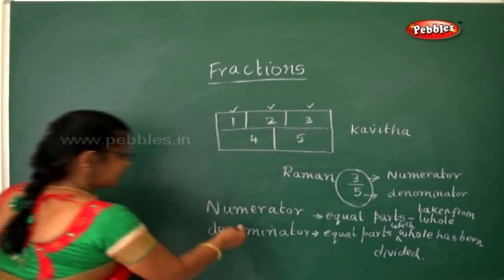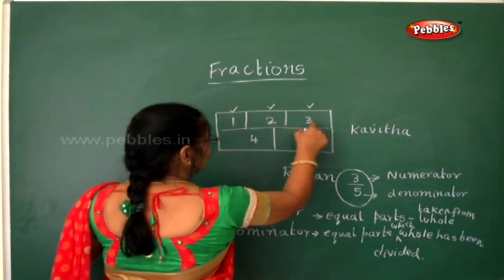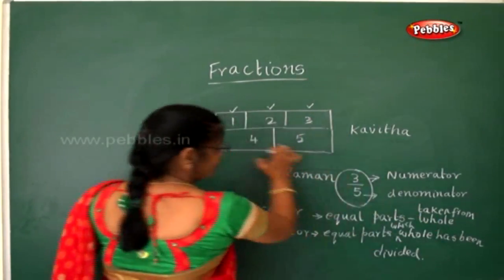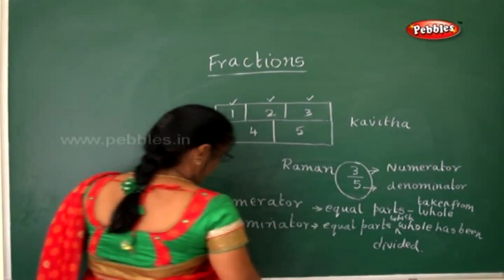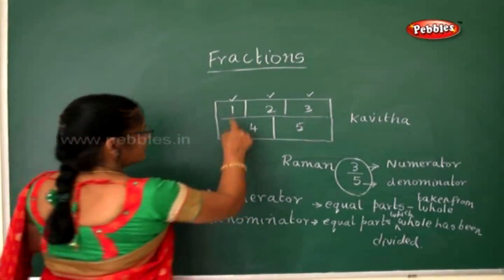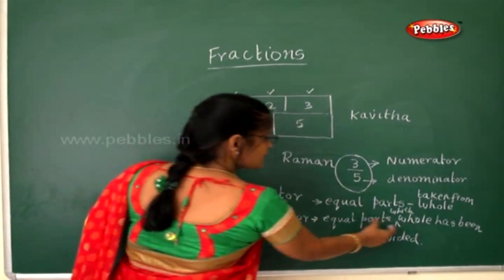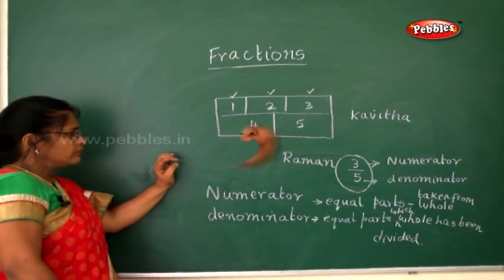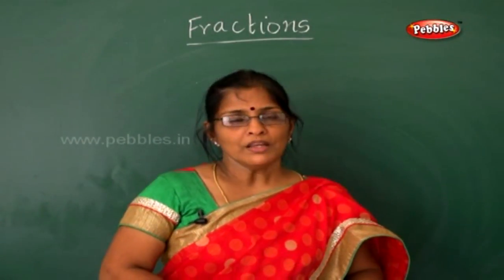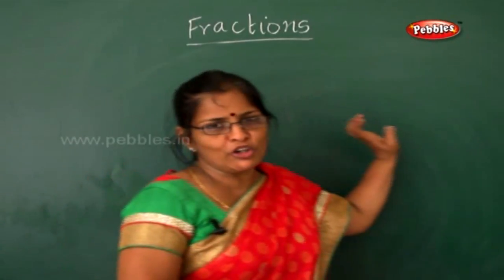Now I'll repeat what the numerator is. The equal parts, 1, 2, 3, taken from the whole of the object. And what is the denominator? The equal parts 1, 2, 3, 4, 5. This 5 is the number of parts into which the whole has been divided. Yes, children, I think you must have understood numerator and denominator.